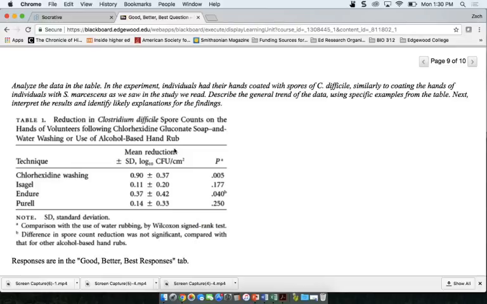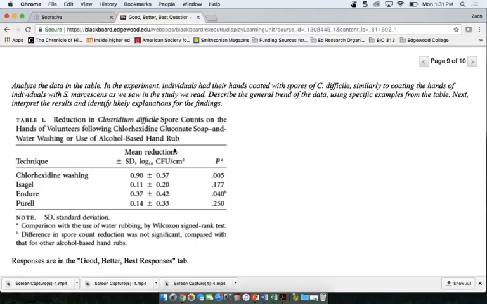So Paige has picked out here, chlorhexidine, the mean reduction was 0.9 logs. And again, this is on a log-based 10 scale. This is equivalent, though I wouldn't expect you to say this, to about a 90% reduction, 80 to 90%, whereas the isogel only had a reduction of 0.11. So that's actually less than 10%, a pretty small difference.